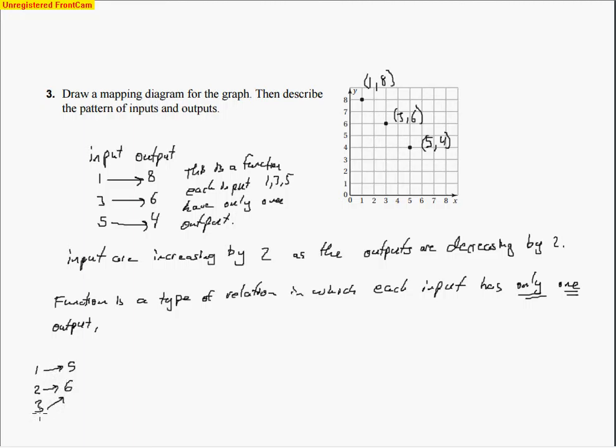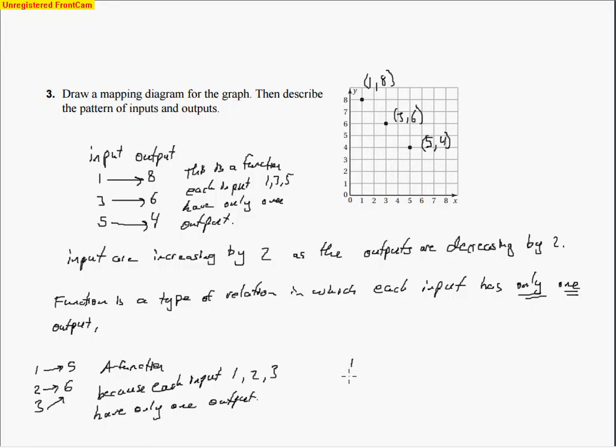These are my inputs. My input of 1 has an output of 5, input of 2 has an output of 6, input of 3 has an output of 6. So this is a function, because each input, and I'll list those inputs again, 1, 2, and 3 have only one output. And so again, the input of 1 only has 5, input of 2 only has 6, 3 also only has 6. But this would be one that is not a function.